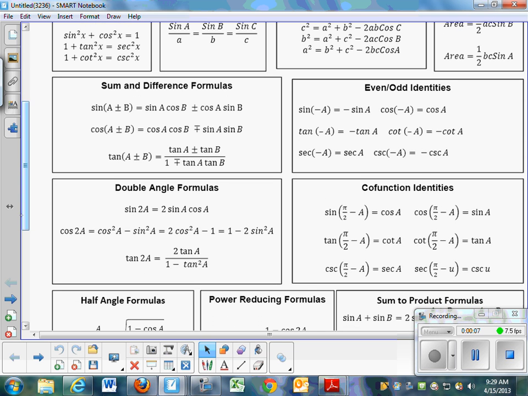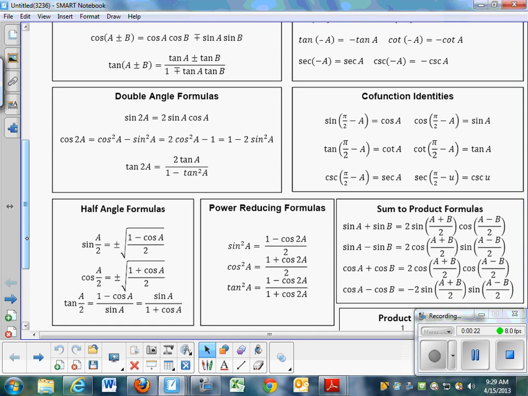No, I could, but sum and difference formulas. Remember we did this on Friday and Thursday last week? Sum and difference formulas are ones that you should really know and memorize. If you have a highlighter, today what we're going to look at are double angle formulas, and we're also going to look at half angle formulas. So these two are the ones that we're going to highlight.